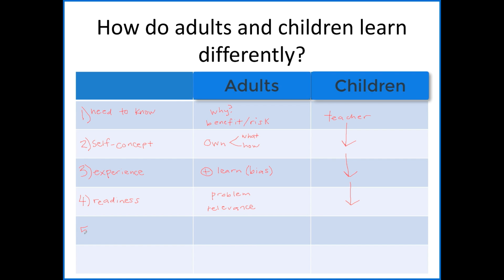A fifth difference is the orientation to learning. And that orientation to learning in adults is really dependent on the task itself, on the context, on the experience, and it is that we are ready to learn for that specific experience. For children, it's more likely to be a specific subject rather than a task.